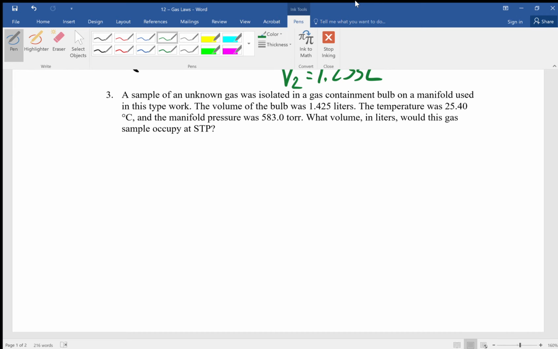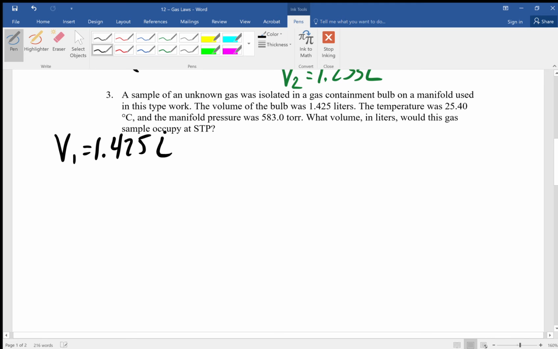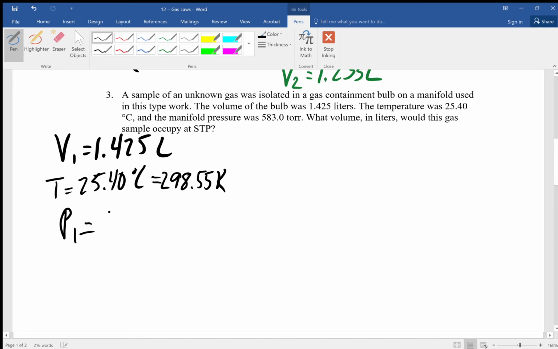All right, question 3. Let's see what we have. We have a volume of 1.425 liters. We have a temperature of 25.40 degrees Celsius, and we know we have to convert that to Kelvin, so let's just go ahead and do that. Again, we convert Celsius to Kelvin by adding 273.15. And we have a pressure of 583 torr.